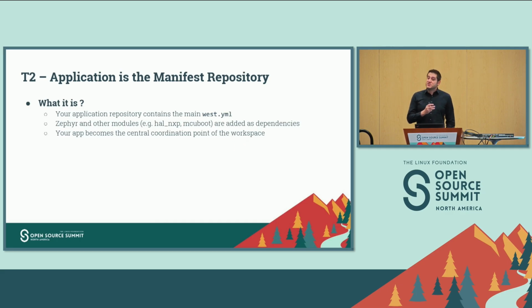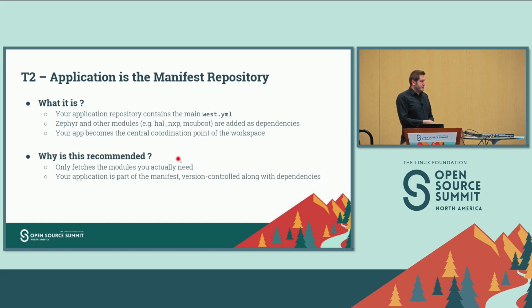But in this one, we assume that you only have one application. And from this one application, I'm going to point at Zephyr and the different modules, and maybe also custom modules in this case. And this is how we work most of the time. So why is this recommended? Because it's only going to fetch the modules you are actually going to use. You're just going to list and specify what you need. And your application is just going to be part of this manifest. So you can control the version, you can control the dependencies, and you have full control over what you need in this case.